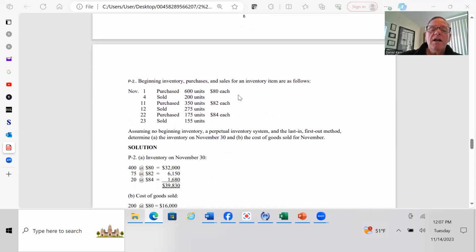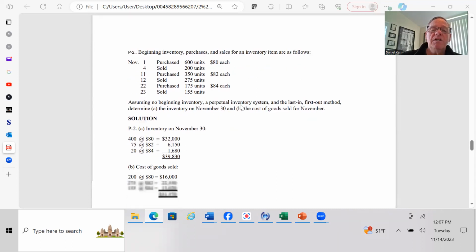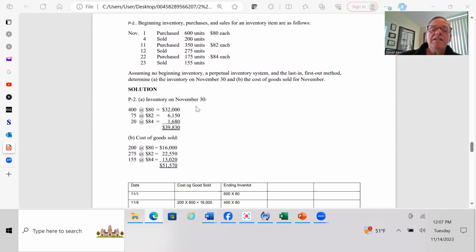Next one here, a couple of ways you could have attacked this. And by the way, you have to show your computations. Going forward, you always have to show your calculation. If you give me an answer next time and you don't show me your calculation, I'm going to just give you 0 credit for this. You've got to show the calculations. So here is what ends up in ending inventory, 39,830. And here's what ends up in cost of goods sold, 51,500.